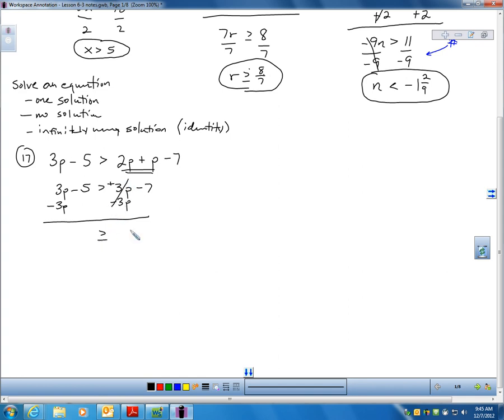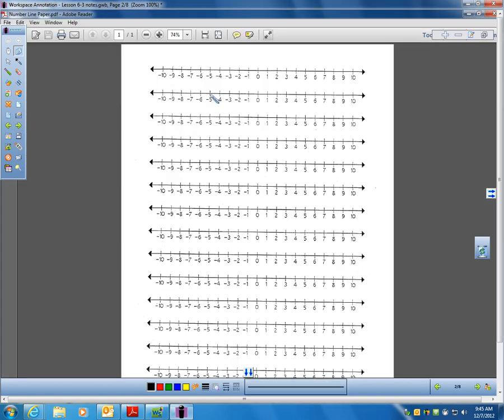Those cancel out. Those cancel out. I have negative 7 on the right, but over here they do too, and I get negative 5. Is negative 5 greater than negative 7? Think about a number line. Is negative 5, which is here, is that bigger than negative 7? And the answer is yes, it is. Negative 5 is farther right.